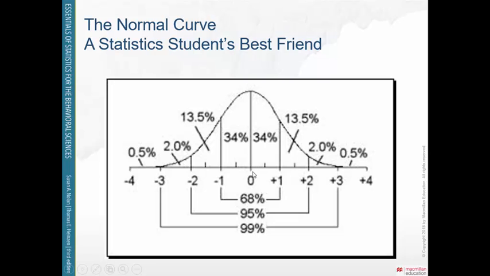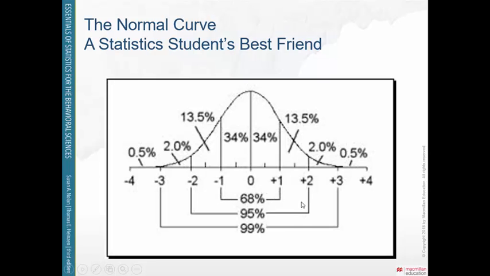We call it the 1, 2, 3 rule. And what you can see here, this is 1, this plus 1 here. This means 1 standard deviation above the mean. And this minus 1 is 1 standard deviation below the mean. And we know, based on the mathematical properties of a normal curve, that between 1 standard deviation above and 1 standard deviation below lie 68% of the cases.